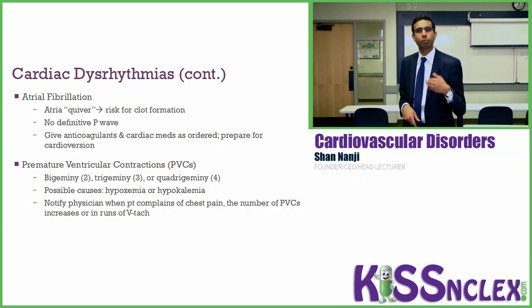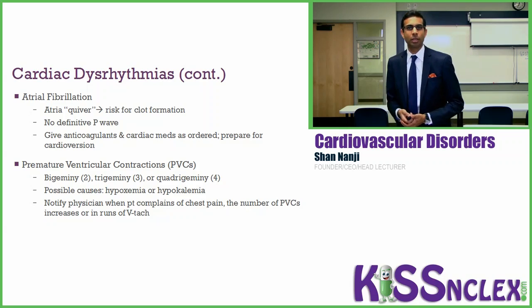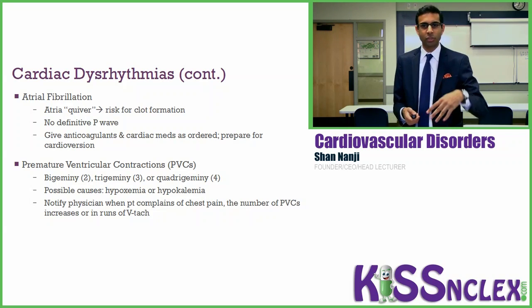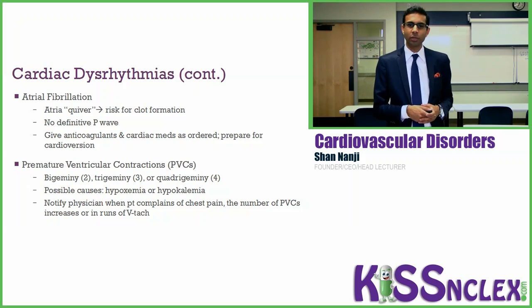PVC, what's PVC? That's a premature ventricular contraction. It's happening too early, okay? So you're going to have bigeminy, which is 2, trigeminy 3, or quadrigeminy 4. Okay, so here's an EKG of PVC, so take a look at how they look, okay?